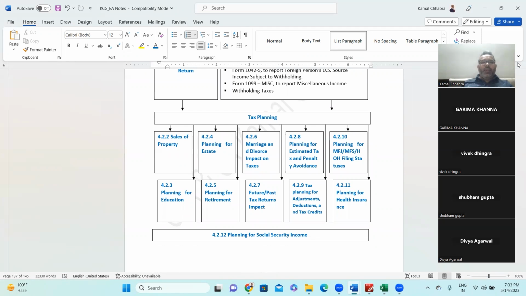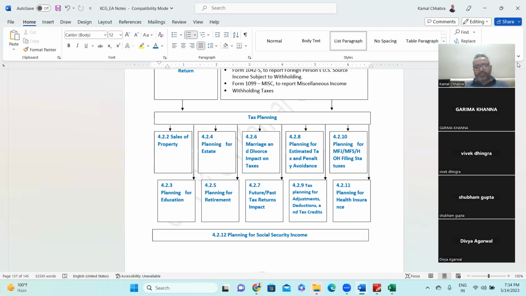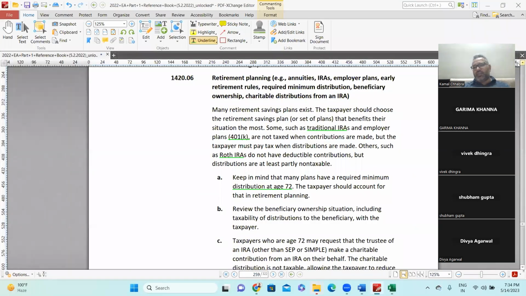Before we went on a break, we covered sale of property, planning of education, planning of estate, and now we are starting with planning of retirement. Then we go for divorce, marriages, future and past tax returns which you have already filed, planning of estimated tax penalty or avoidance of any taxes, tax planning for adjustment, deduction or tax credit, filing status, planning of health insurance, and lastly social security income. This section is covered in the book, so I'll make the notes and send them to you late tonight, but at least we can walk through the key contents which are already available in the book.